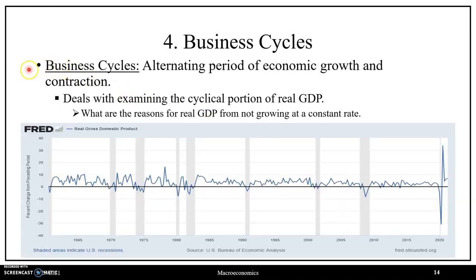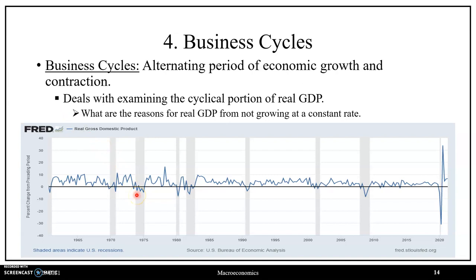So now we proceed on to business cycles, which is going to correspond to that noisy component or cyclical component of real GDP, where we can define business cycles as alternating periods of economic growth and contractions. An alternative way that I'll state that is short-run fluctuations in real GDP or real output. And as mentioned, this deals with examining the cyclical portion of real GDP, where we seek to look at what are the reasons for real GDP not growing at a particularly constant rate.